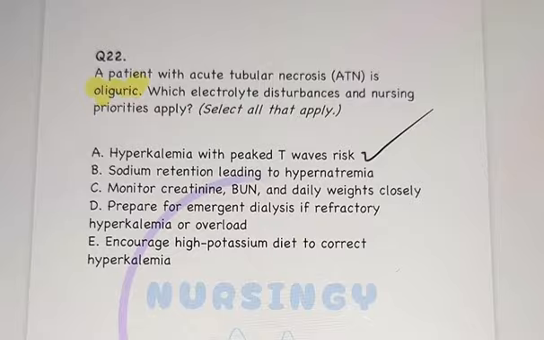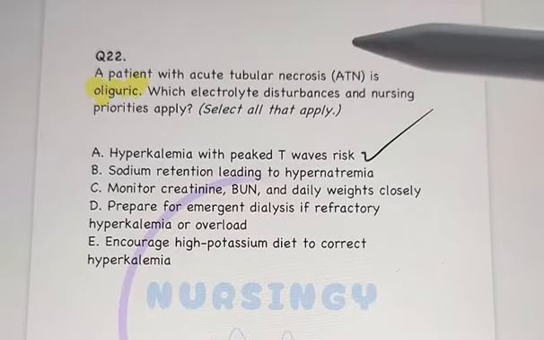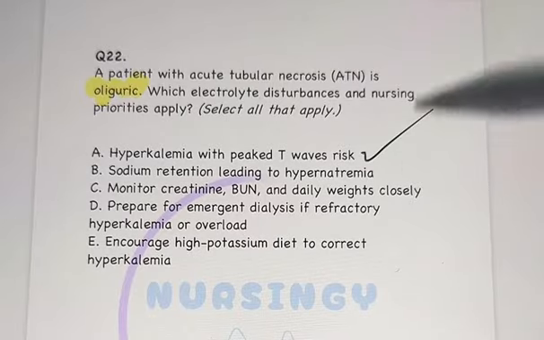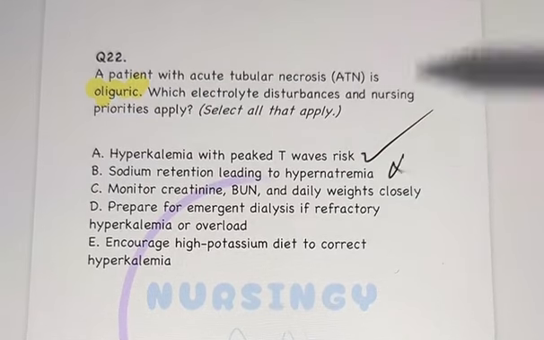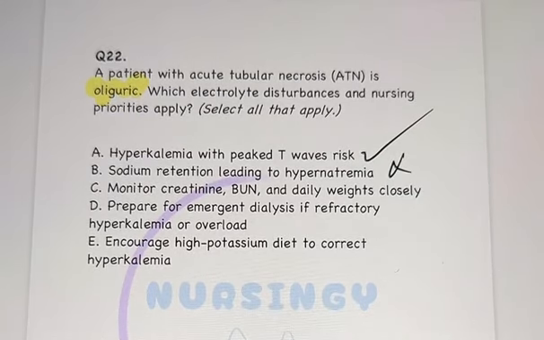Because now in ATN the body is not excreting sodium, the body is also not excreting water and keeps retaining the water. You will have dilutional hyponatremia here. So B is incorrect. Yes, B is no. Thank you, Kaur.